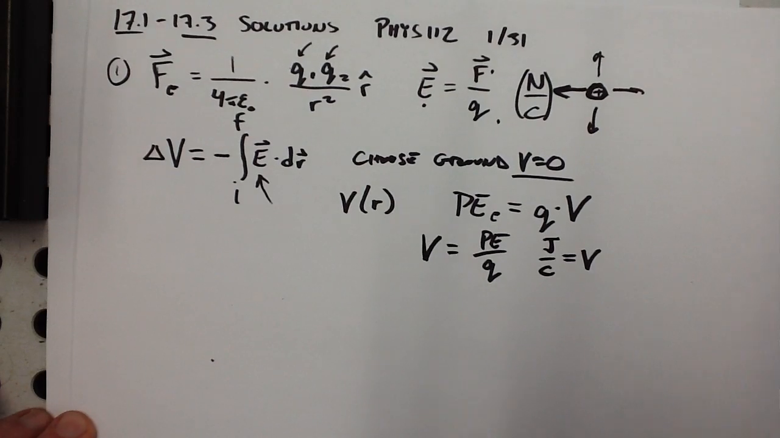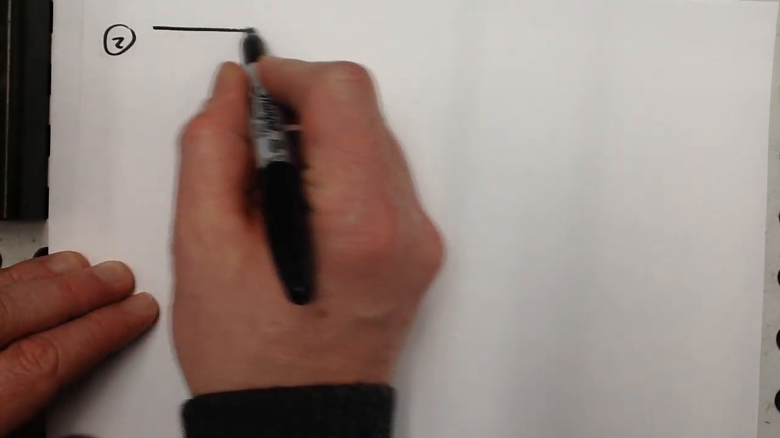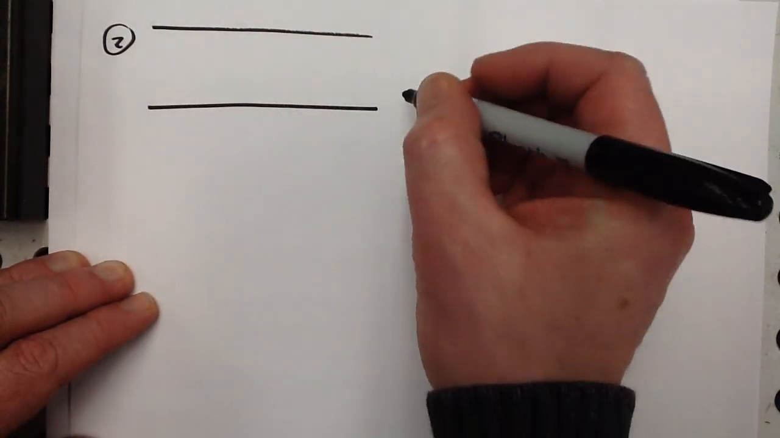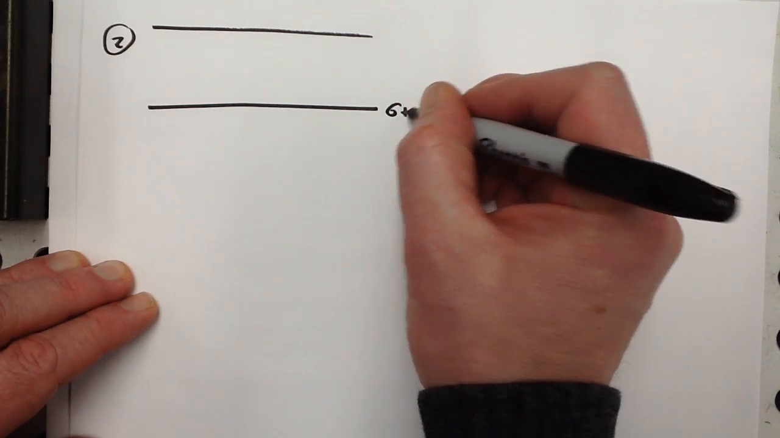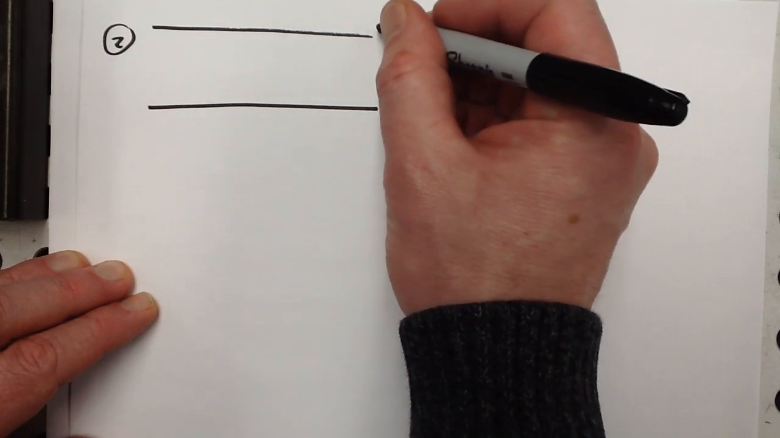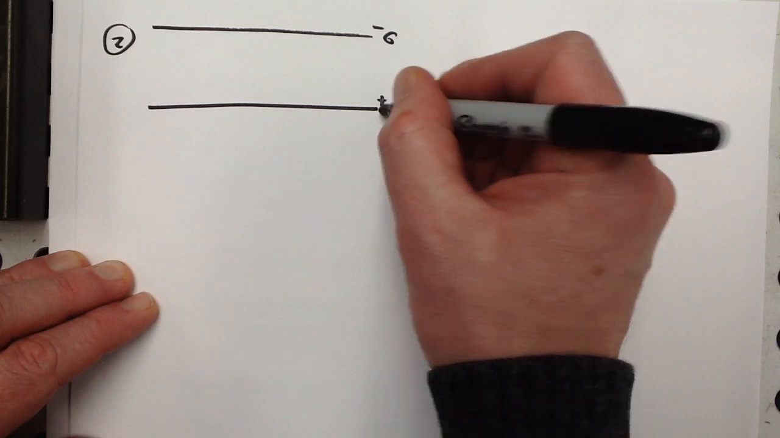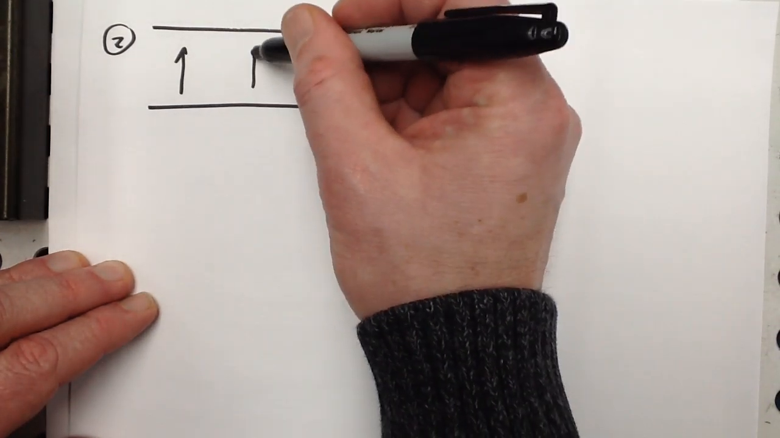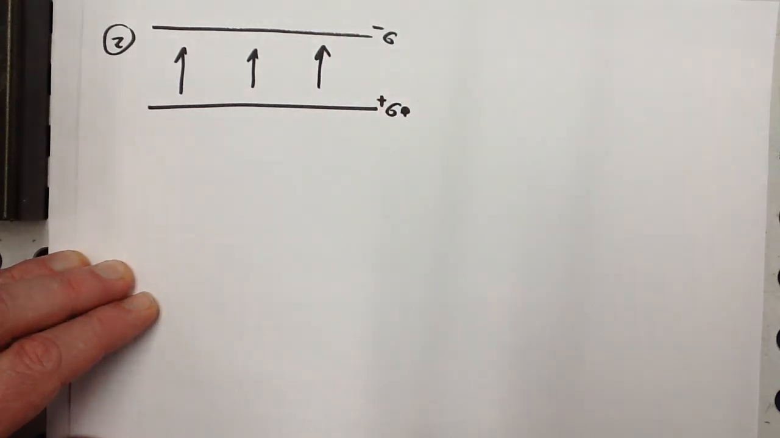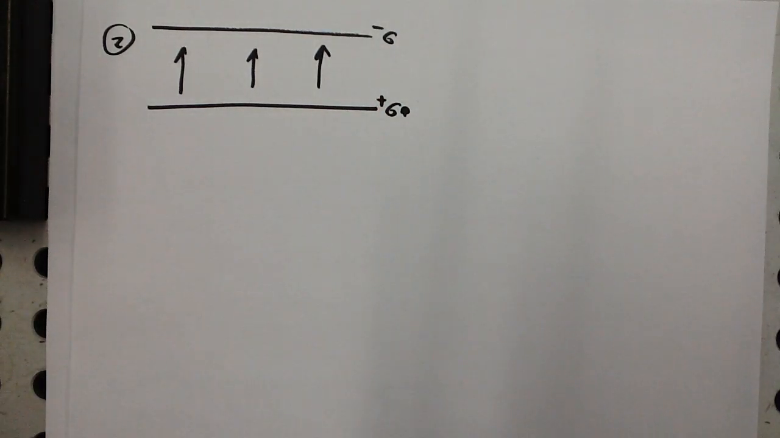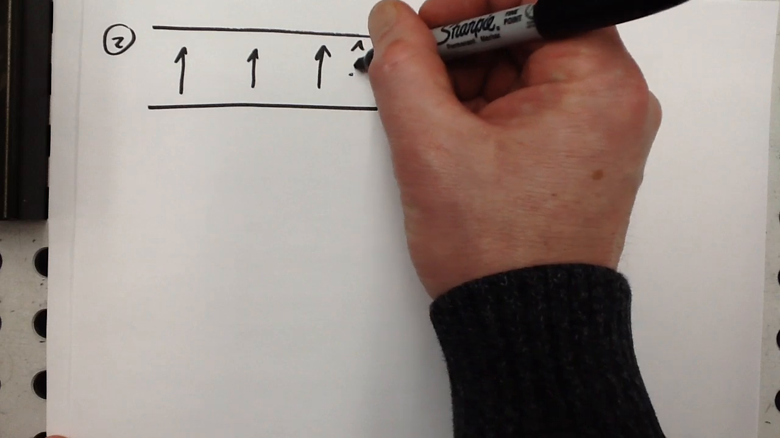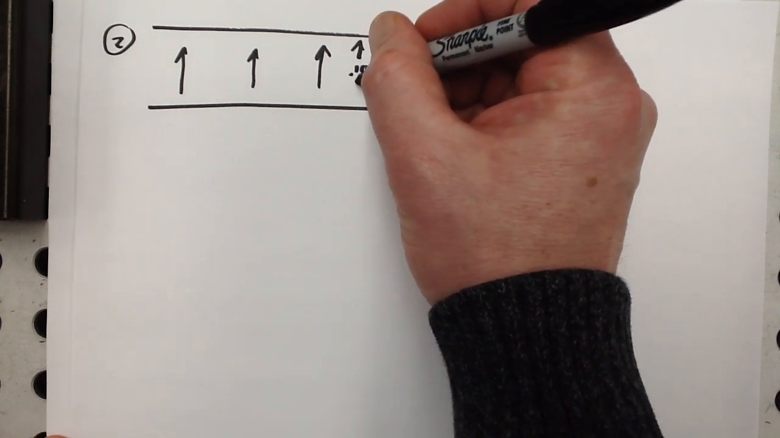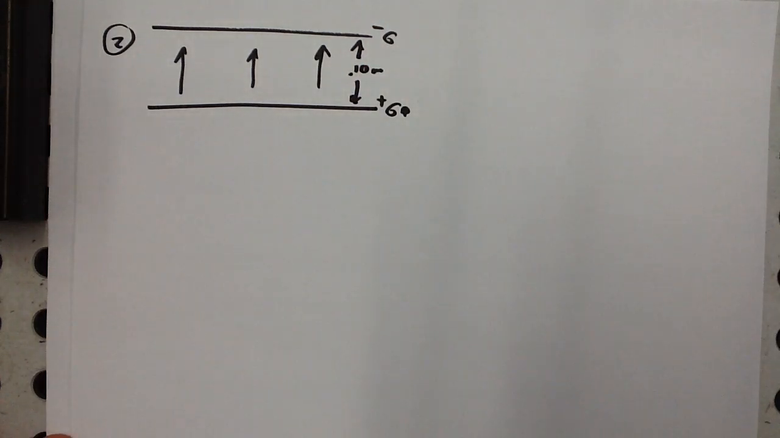All right, moving on. So in number 2, we had 2 plates with uniform charge density. You should put that plus in front of there, sorry. And that means that we're going to have a uniform electric field between those plates. And they were 10 centimeters, or 1/10 of a meter apart.